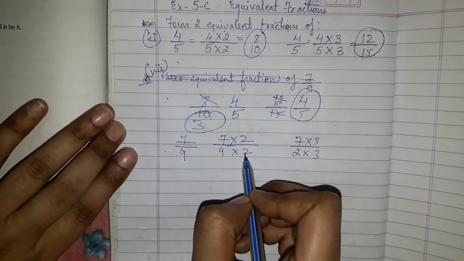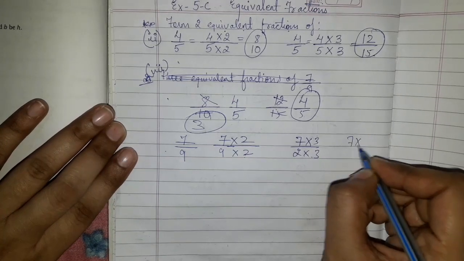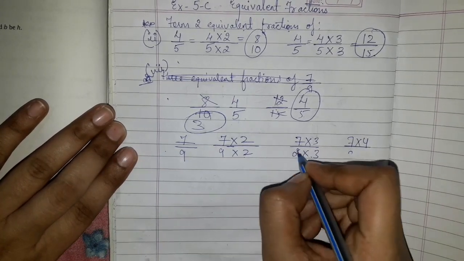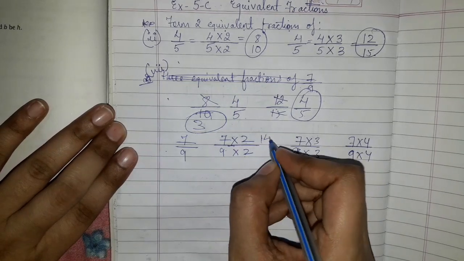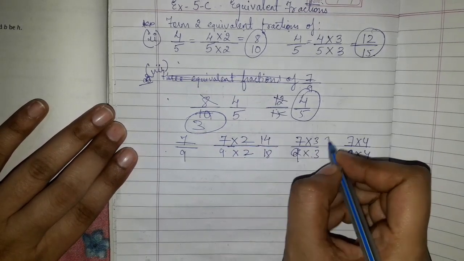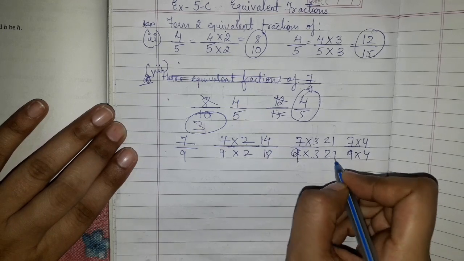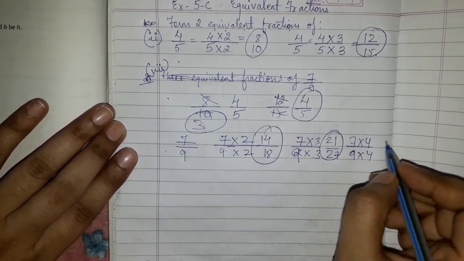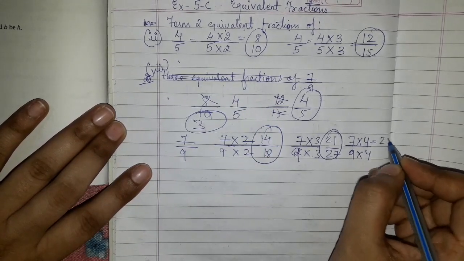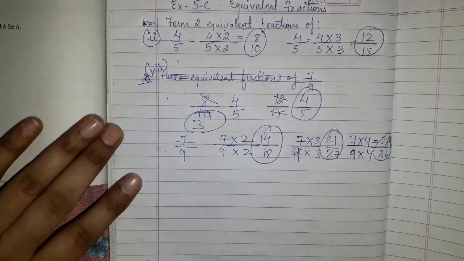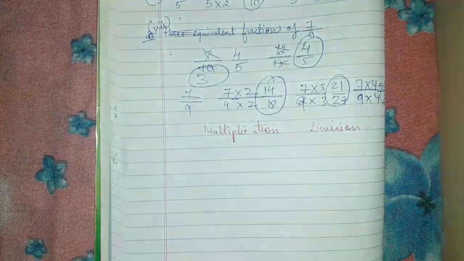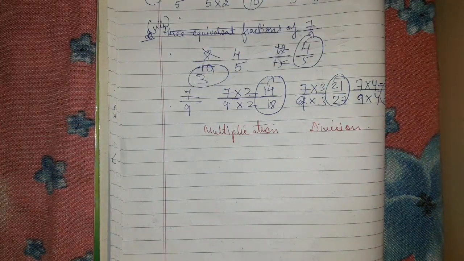So the first number I have taken is 2, then 3, and then next number I'll take 4. Instead of burdening myself, I'll take easy numbers. 7 into 2 is 14, and 9 into 2 is 18. 7 threes are 21, and 9 threes are 27. 28 and 36. So these are the 3 equivalent fractions. So this is how we find the equivalent fractions.